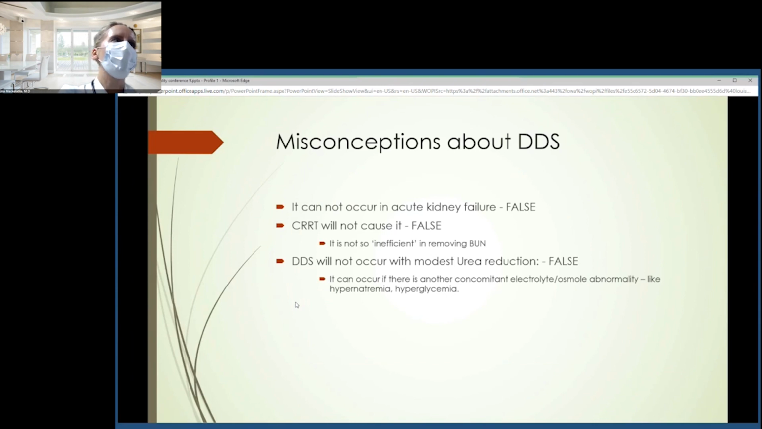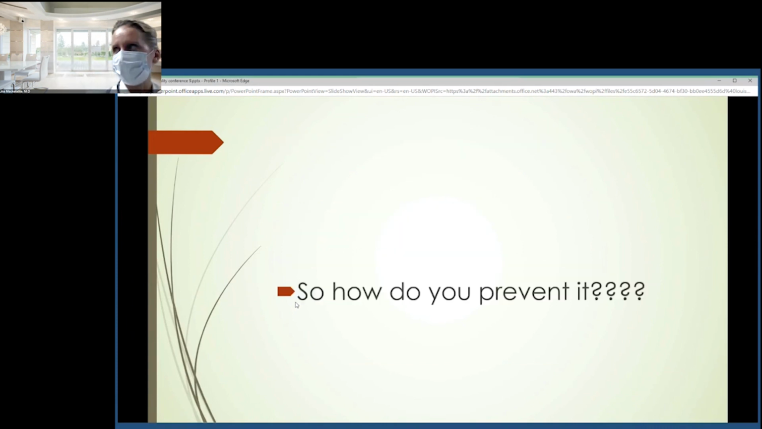People think that CRRT is not going to cause it because it's slow and inefficient. It's not so slow and inefficient, especially if there are any other underlying problems. People say that if you reduce it just very little, you're not going to get it. But if you have other problems like hypernatremia or hyperglycemia, then you can still get it. So how do you prevent it? So what should he have done?